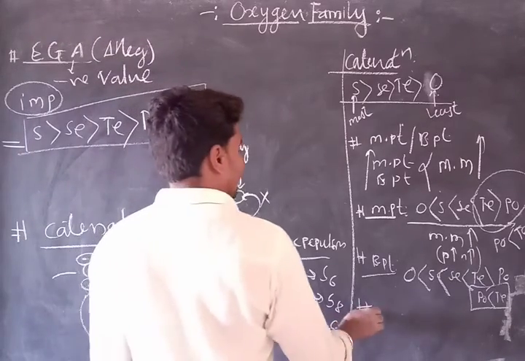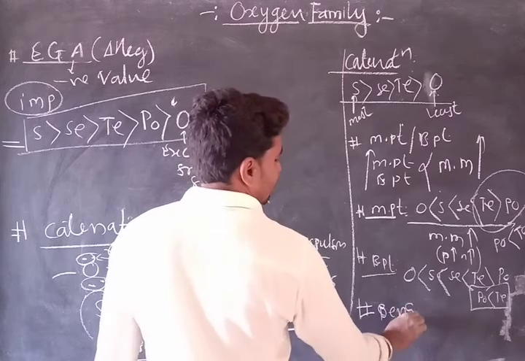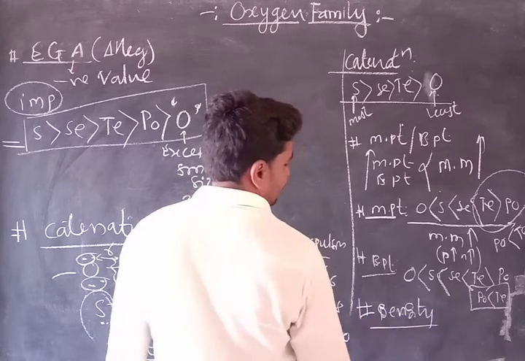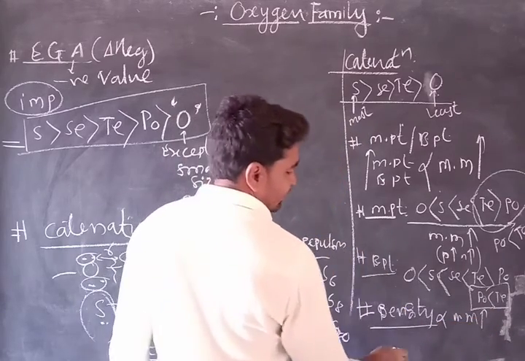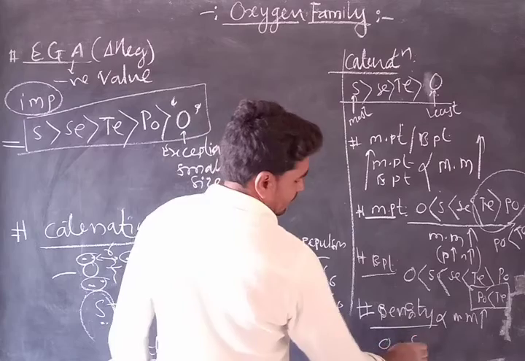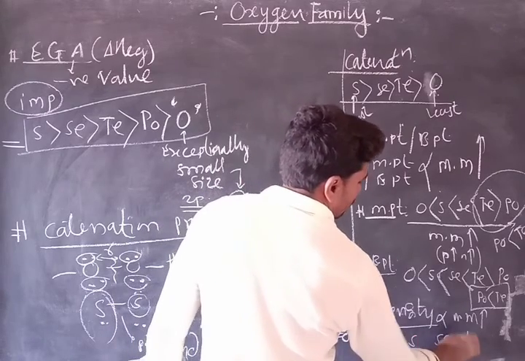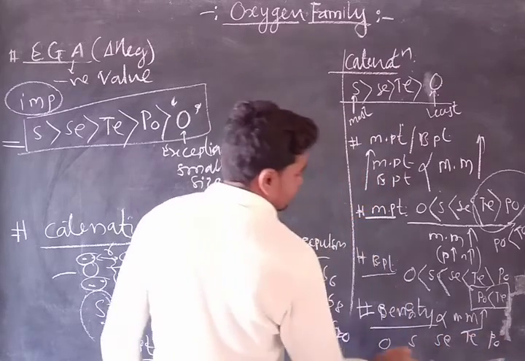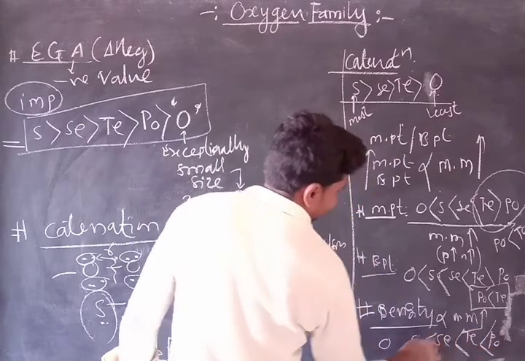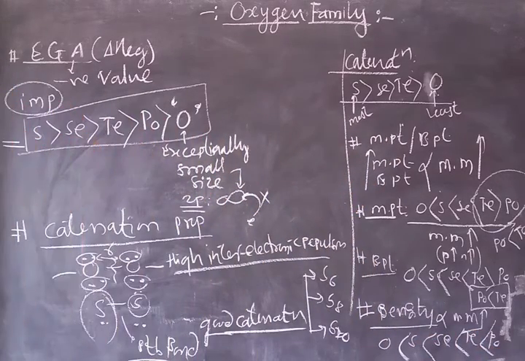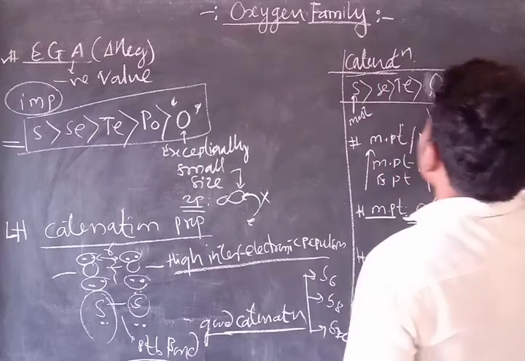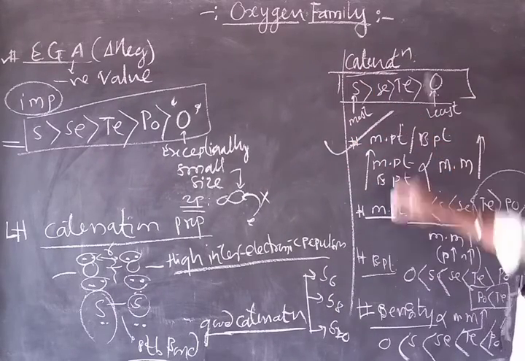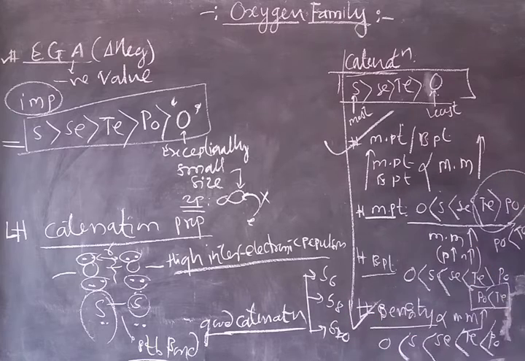No doubt about their density. Density also depends on molar mass, so density also increases down the group: oxygen, sulfur, selenium, tellurium. This is the correct order of their density. So here we have studied the electronegativity, enthalpy, catenation property and the order for it, and the melting point and boiling point with their density.